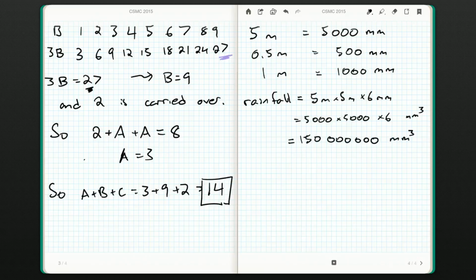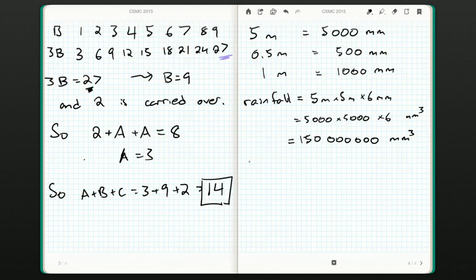Okay. If we wanted this in meters, we would divide by 1,000 three times, because we've got cubed, so we'd get something like 0.15 meters cubed, I guess. So you could do the whole problem in meters, I guess.